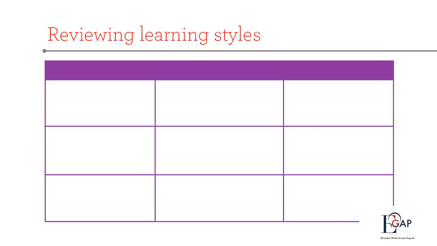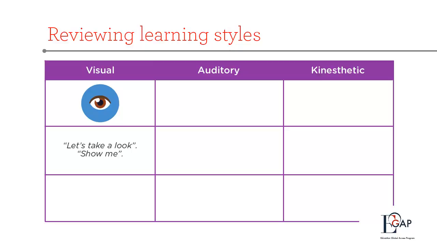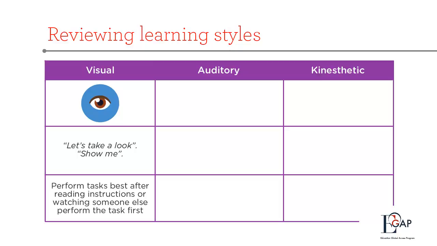Let's quickly review the VAK Learning Styles model, which divides learners into three categories: visual, auditory, and kinesthetic. Visual learners prefer learning through things that are easily seen or observed, such as pictures, diagrams, demonstrations, displays, graphs, and films. These learners use phrases such as, "let's take a look," or "show me." Visual learners are best able to perform new tasks after reading instructions or watching someone else do the task first.